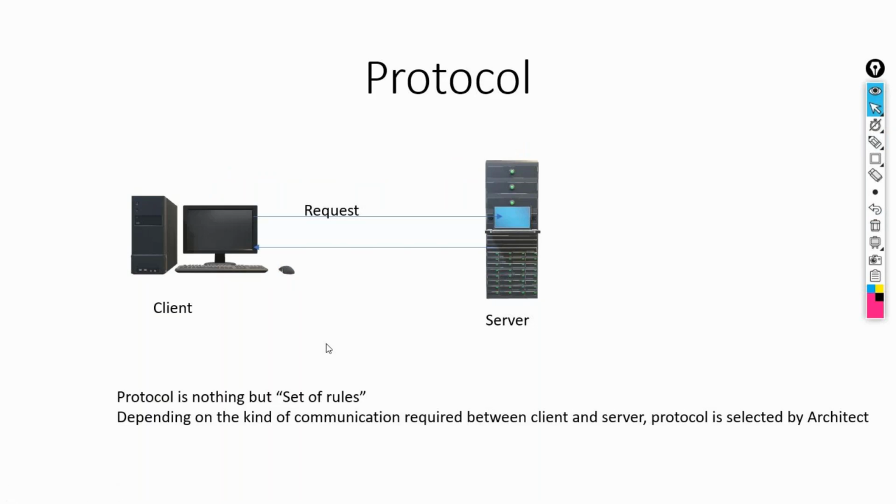Protocol is nothing but some set of rules. Depending on the kind of communication required between client and server, the protocol will be selected by the project architect. As a performance tester, you are not going to decide that. It will be decided by the development team, and in the development team, they will have some SME, the subject matter expert, or the project architect, who will decide what kind of communication is required between the client and server, and based on that, the protocol will be decided.